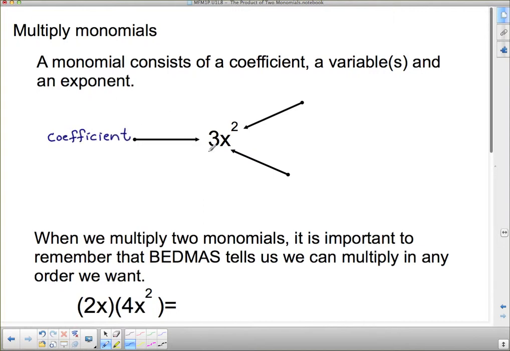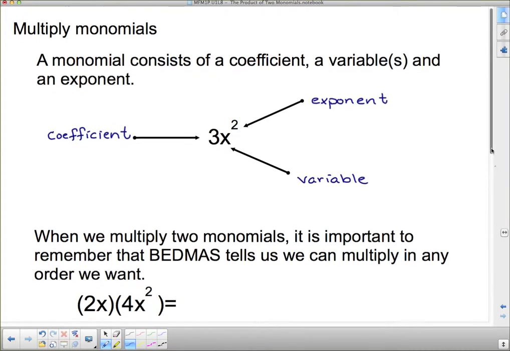That 3 out front is the coefficient. This x is our variable. And on that variable, we have an exponent. That doesn't say exponent, I got an extra O in there. Exponent. There we go.